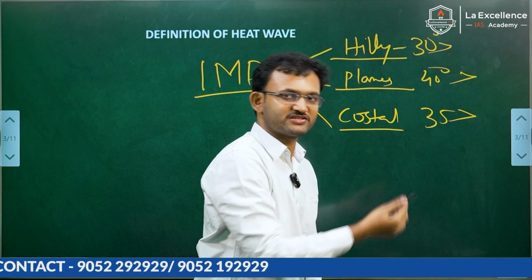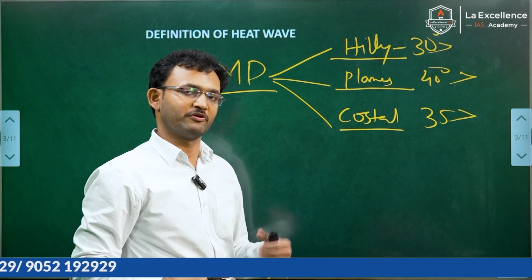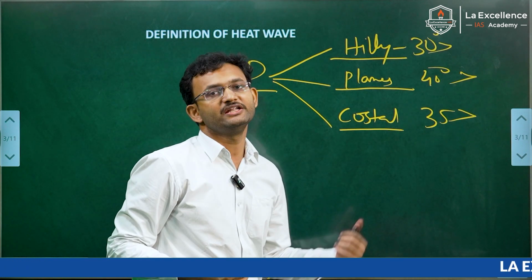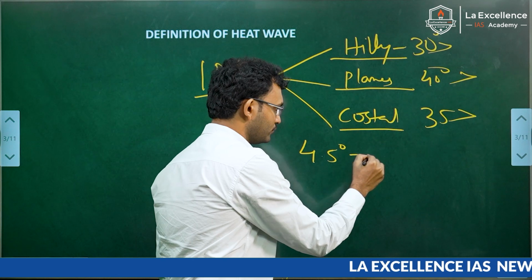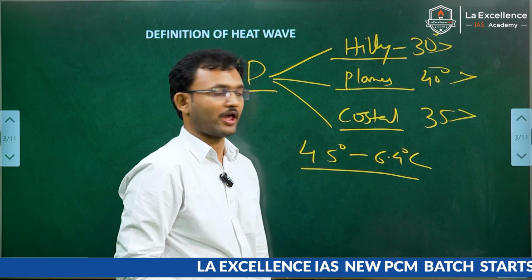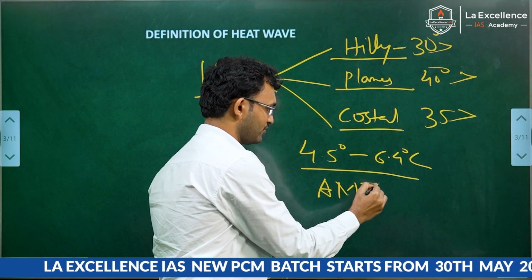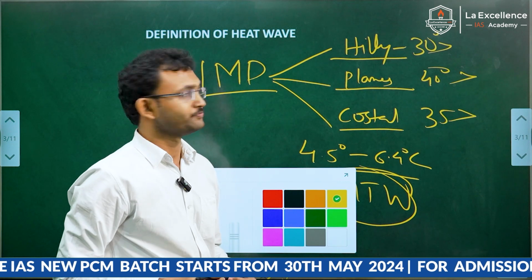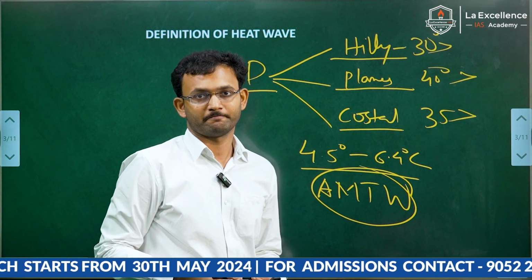But this condition is not enough. There's another condition which is to be fulfilled to be called a heat wave. The other condition is a rise of 4.5 to 6.4 degrees centigrade of average mean temperatures weekly. This is a moving average that is considered. So this would sum up the definition of heat wave.